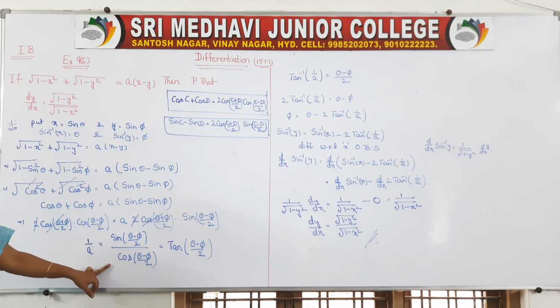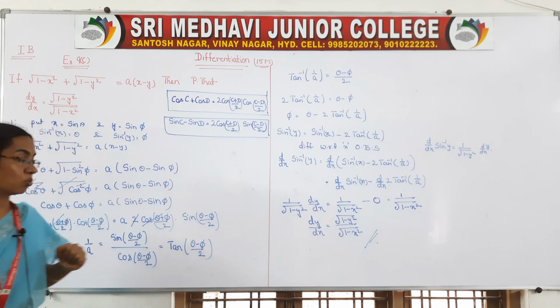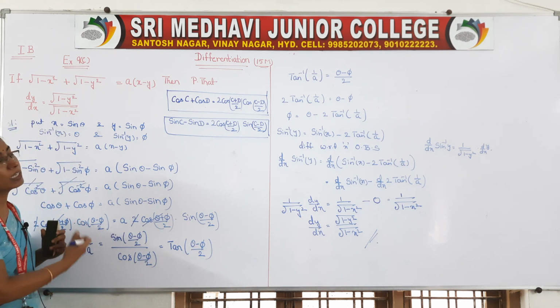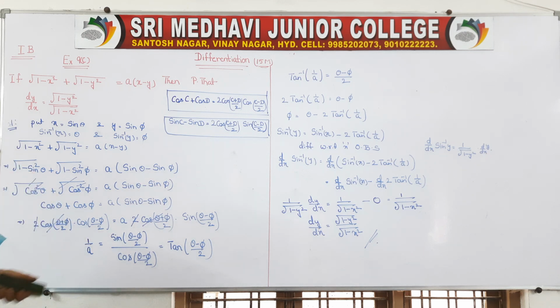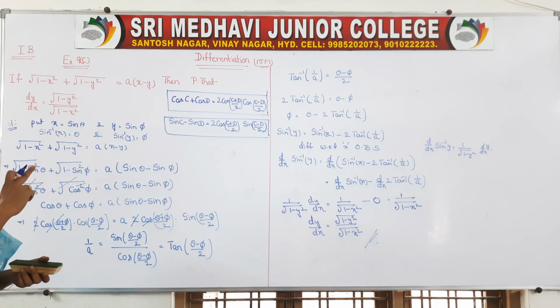Sin by cos, what is that? It is tan of (theta minus pi by 2). So send tan to this side. Tan inverse of 1 by a is equal to theta minus pi by 2. Send 2 also to this side.